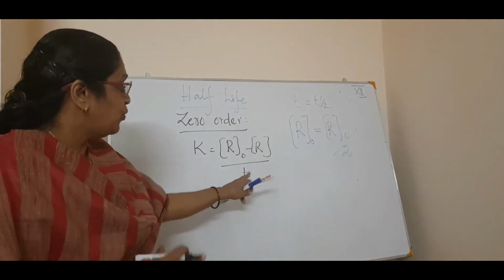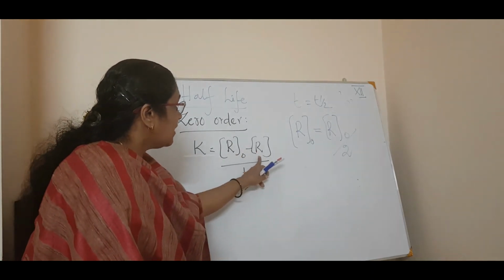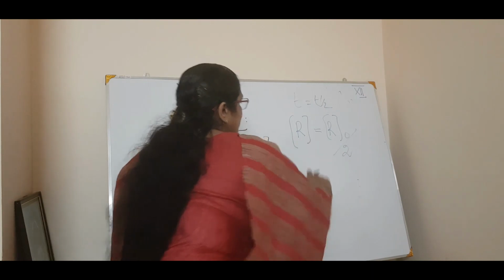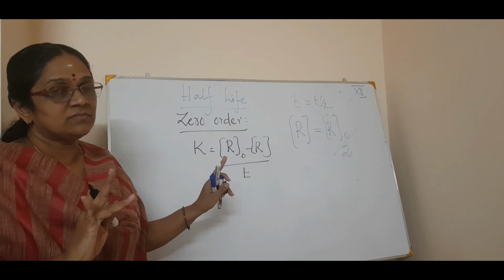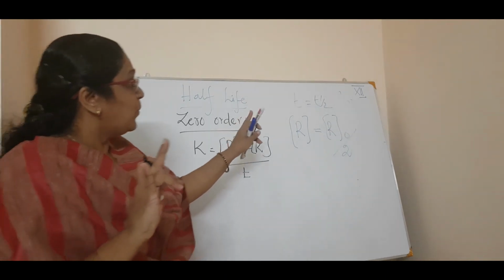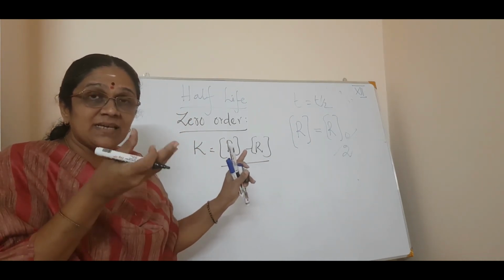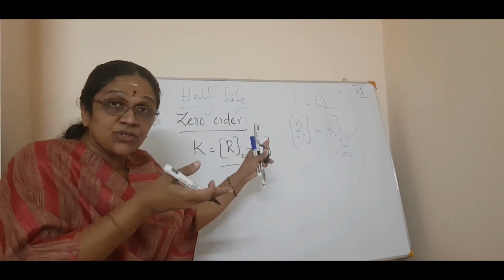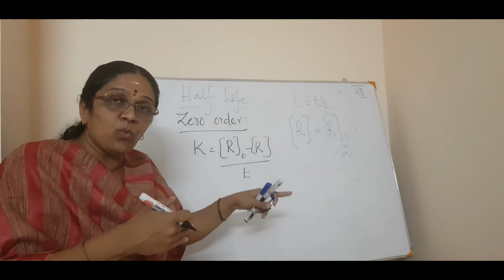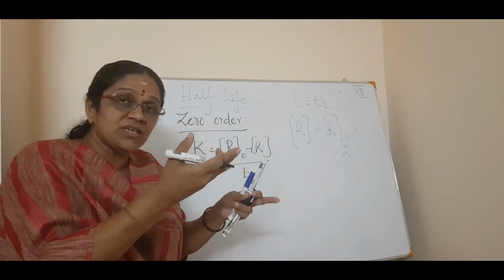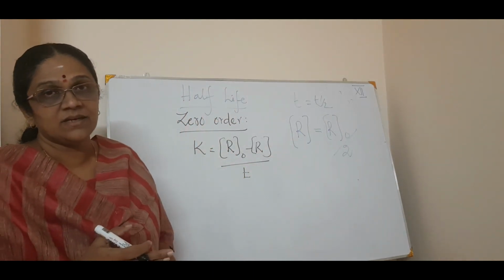Now what you should do? You should put T as T half, and R as R0 by 2. Listen, when T is equal to T half, R, the concentration of the reactant at a point T, is reduced to half. That is, R becomes R0 by 2, half of the initial concentration that we are taking instead of R. Just keep in mind.